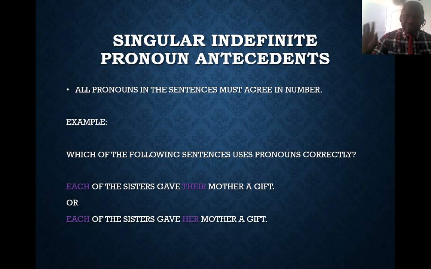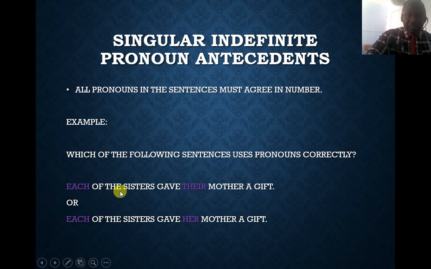Forget about the grammar. Keep the meaning in your head. It's a very simple meaning. Let's look at an example here. All pronouns in the sentences must agree in number. Now we have an example. Which of the following sentences uses the pronoun correctly?